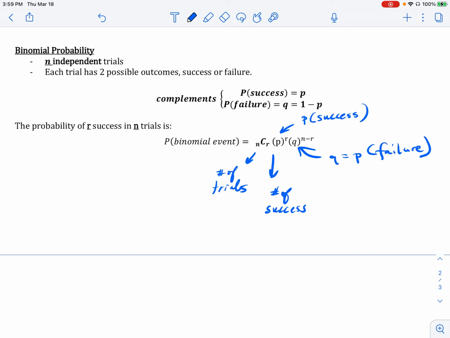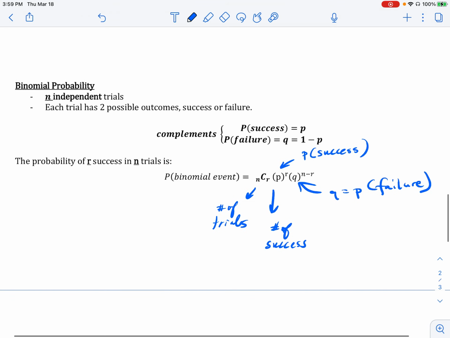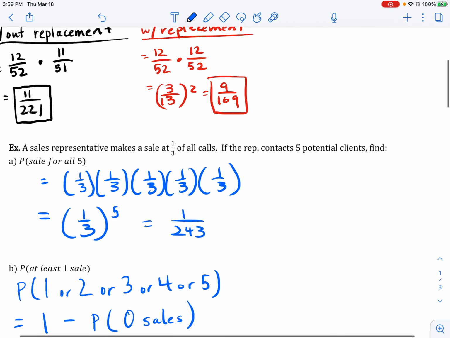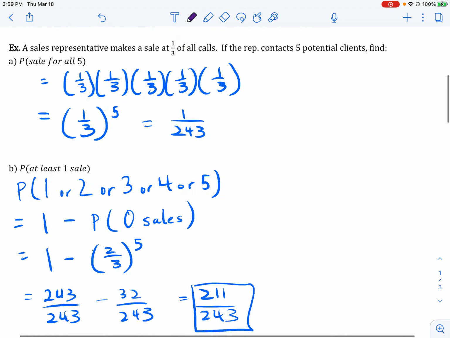All right. Now, instead of me giving you separate problems, I want you to actually go back through your notes and see, was there a problem here that we actually could have applied binomial probability for? And the answer is yes. Let's go back to this sales representative, right? And ask ourselves, how could we have used binomial probability in this problem?